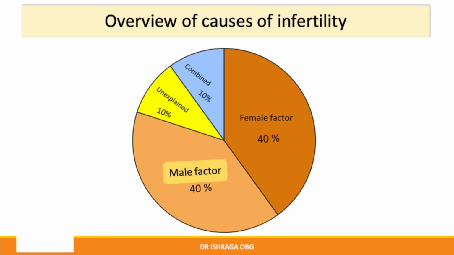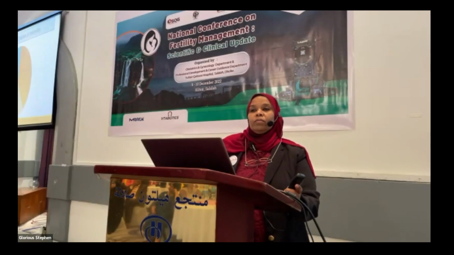Overview of causes of infertility. Around 40% will be a male factor, 40% will be a female factor, 10% will be a combined factor, male and female, and 10% will be unexplained, where all parameters are normal.